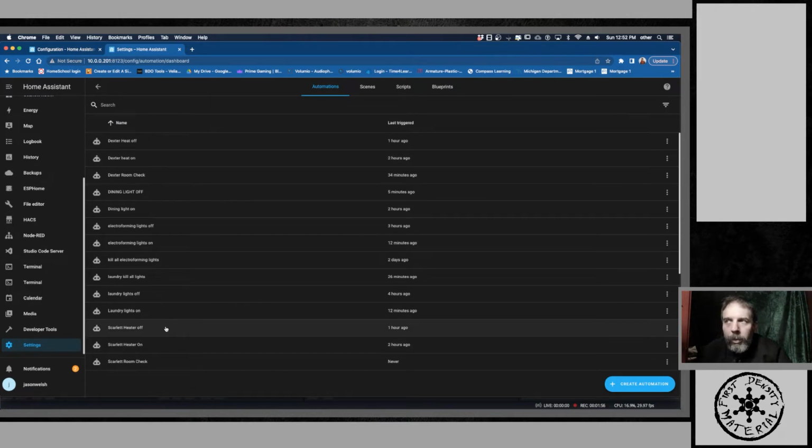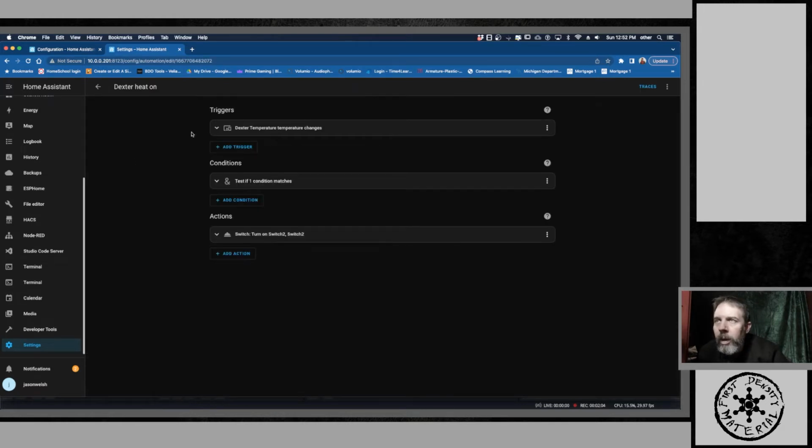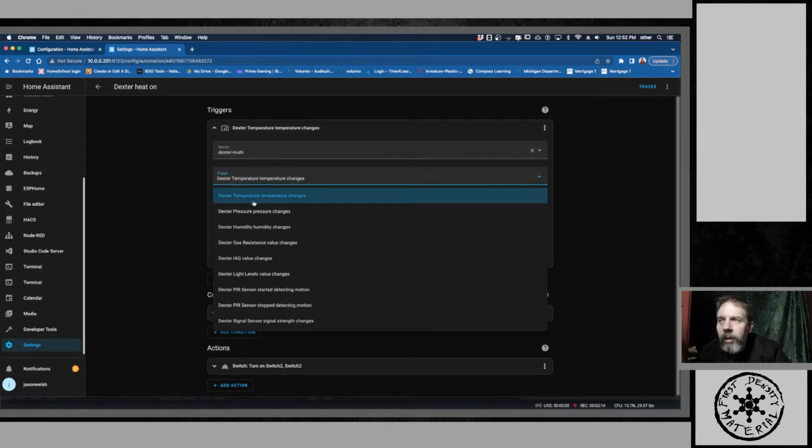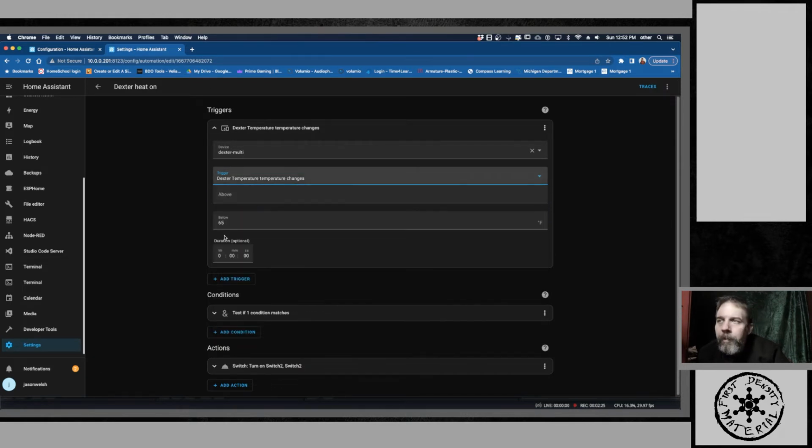So there's going to be 3 automations. Okay? Automation 1 is to turn on the heat at a certain temperature. So first off, we have to identify the temperature. In this case, I have a multi-sensor, and it has pressure, humidity, resistance, light levels, motion, everything else. So temperature being one of them.